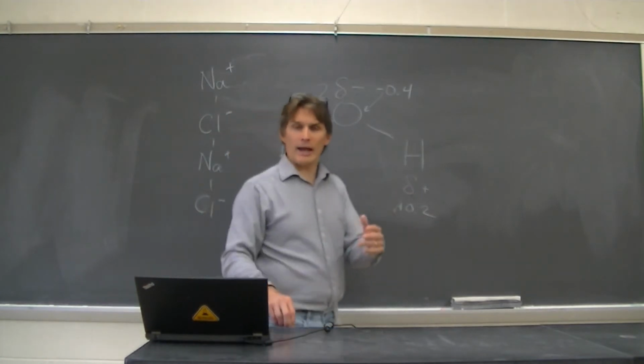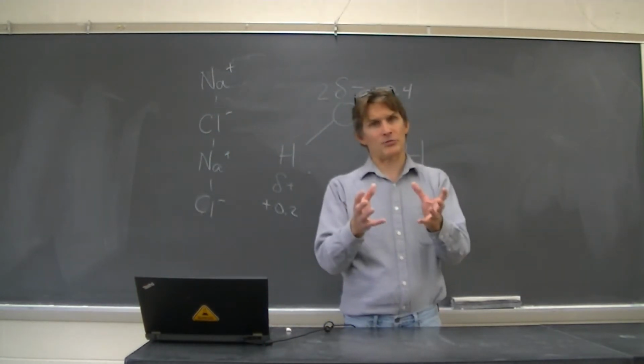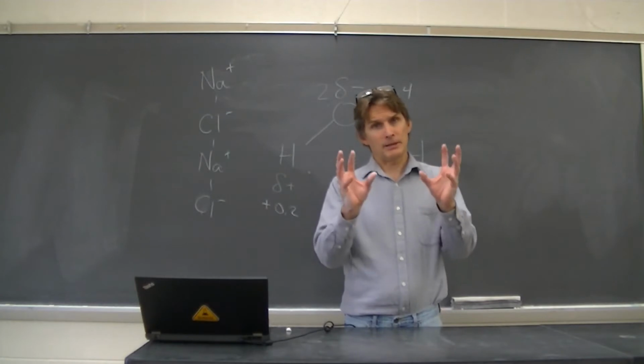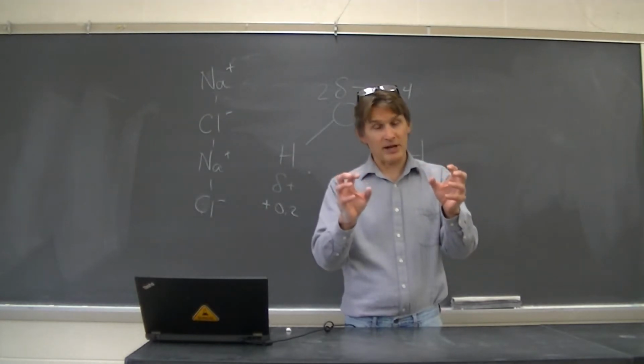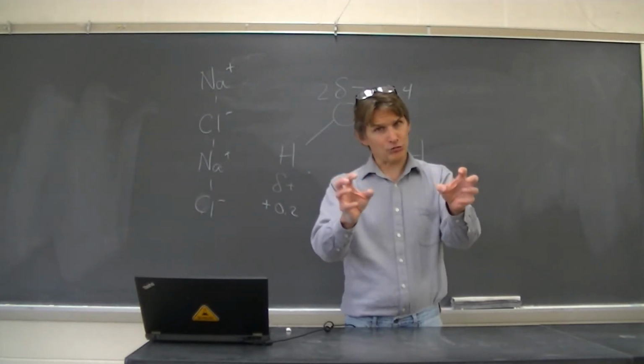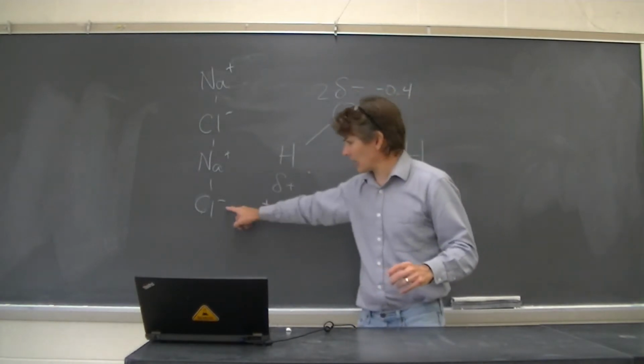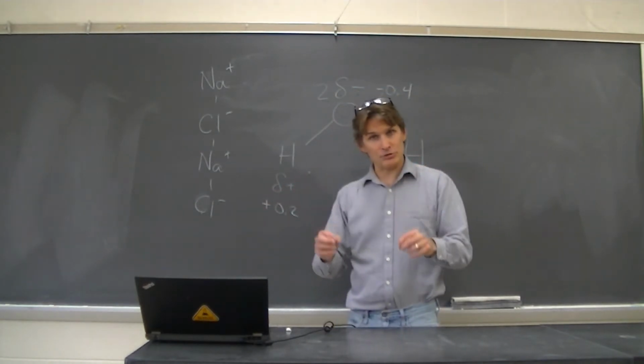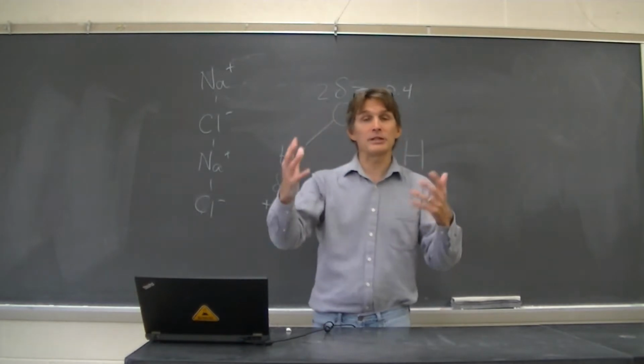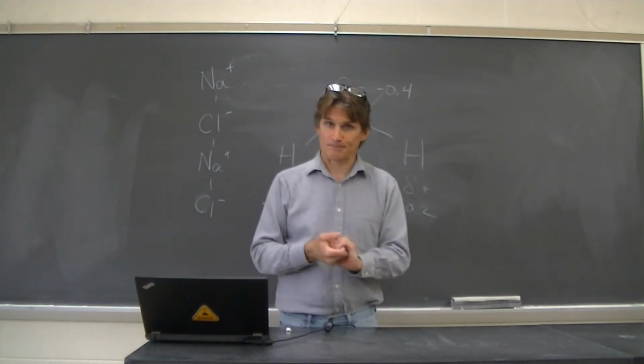And you'll also notice the green sphere is surrounded by the positive parts of the water molecule, the hydrogen atoms. And so what happens is when a water molecule interacts with a sodium chloride crystal, the partially positive hydrogens attract the negative chloride ions and they pull them into solution. And then that chloride ion is completely surrounded by water molecules.